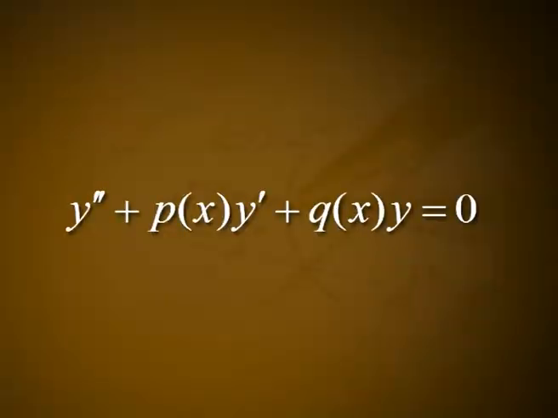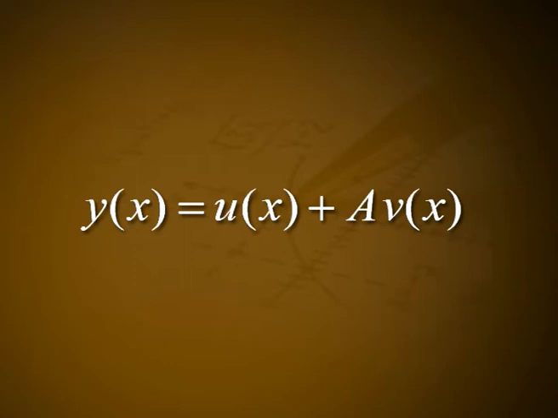If u(x) is any solution of equation 3 which satisfies the condition u(x0) = a, and v(x) is any non-trivial solution of the equation y'' + p(x) y' + q(x) y = 0 which satisfies the condition v(x0) = 0, then the function y(x) = u(x) + A v(x) satisfies 3, and the condition y(x0) = a for any constant value of A.